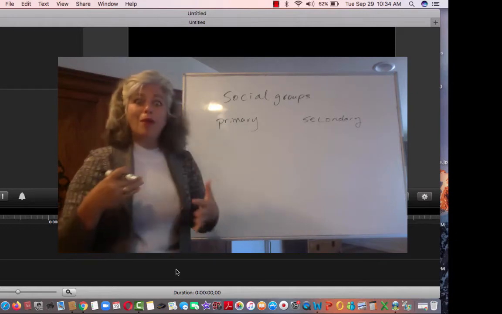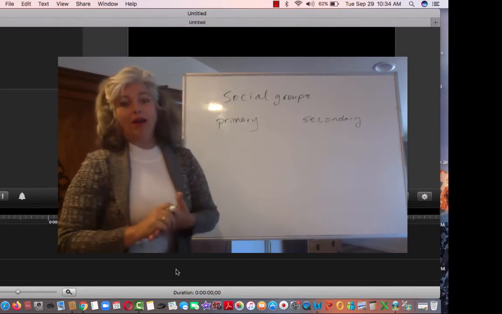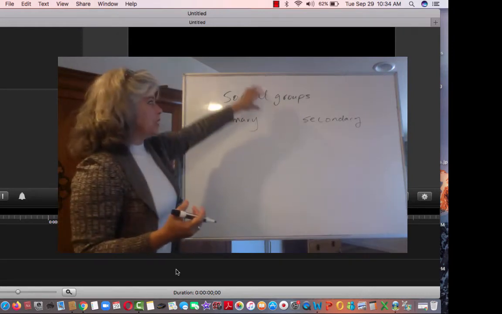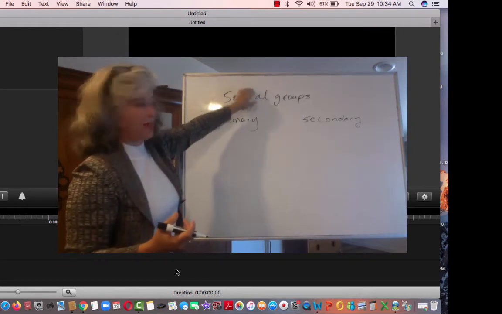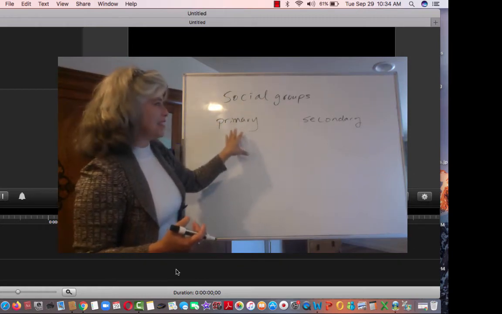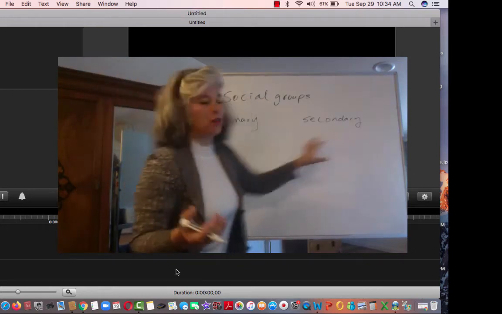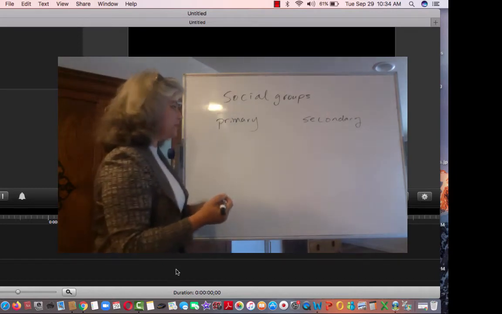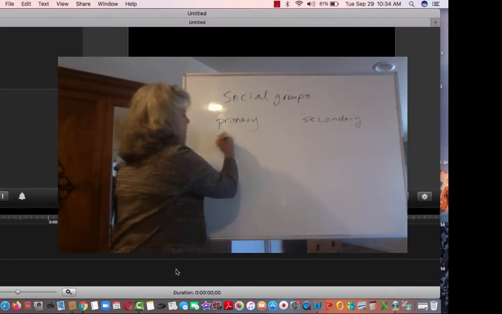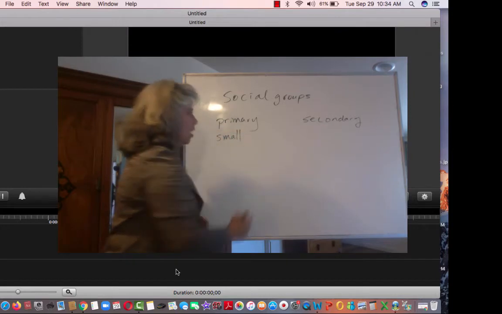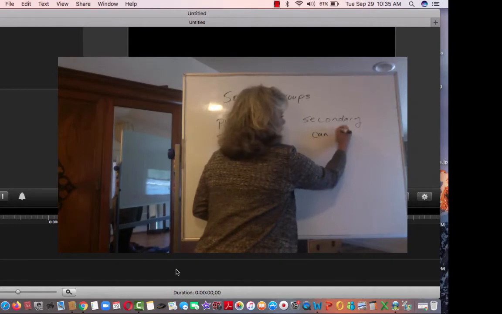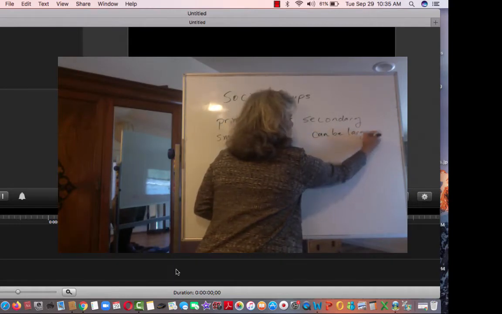So let's talk about what all these kinds of bonds are and the size and the type of interaction that each of these have, because we have 4 key things that every social group has. So let's get some further details so we can distinguish a primary group from a secondary group for a second. Okay, so primary groups, they tend to be small, whereas secondary groups can be much larger. So they can be large numbers of people.